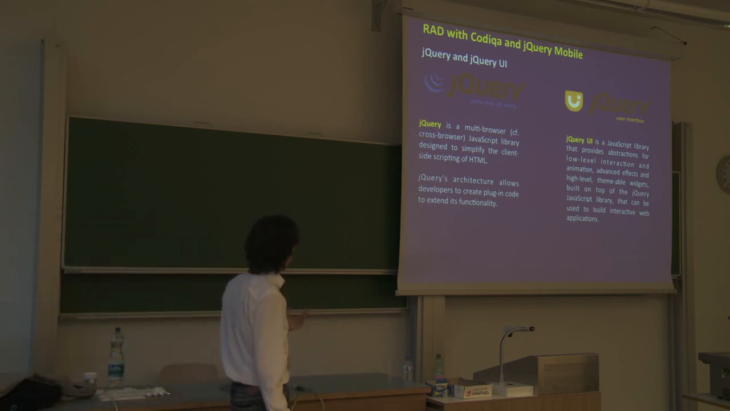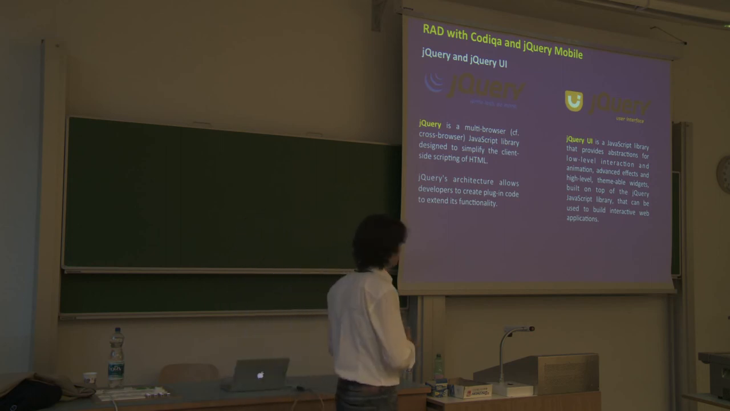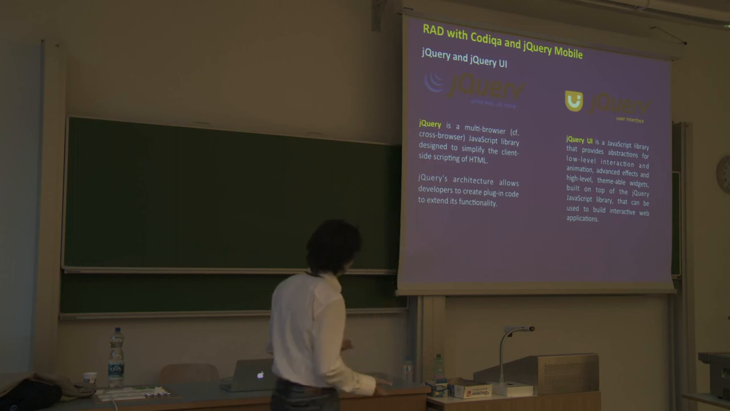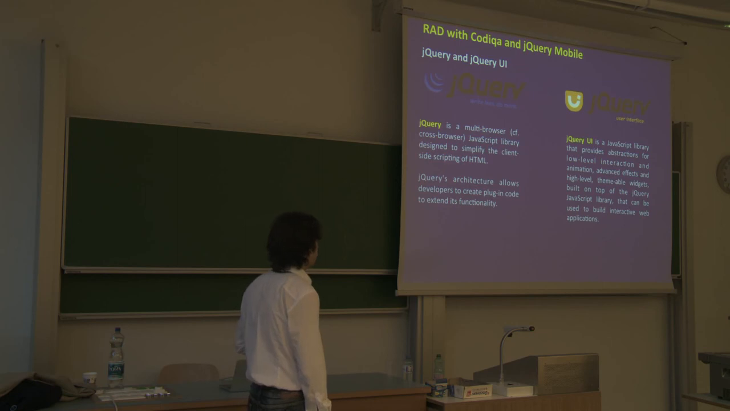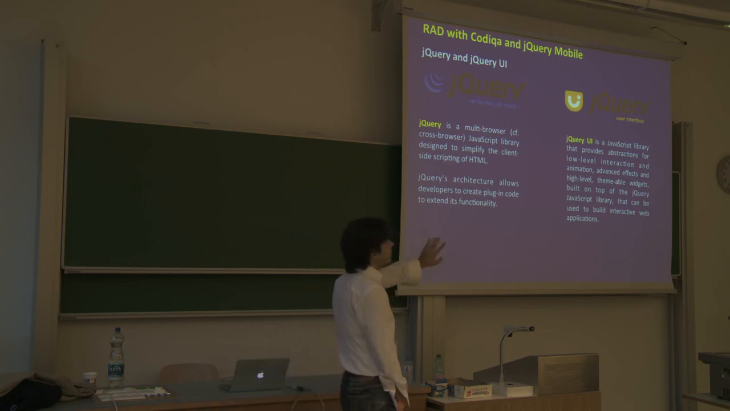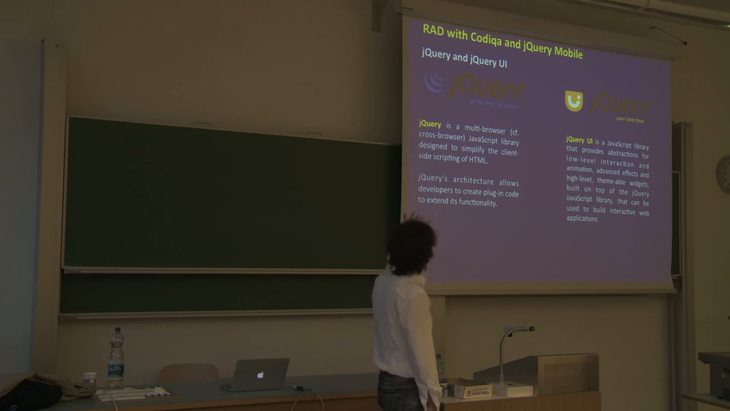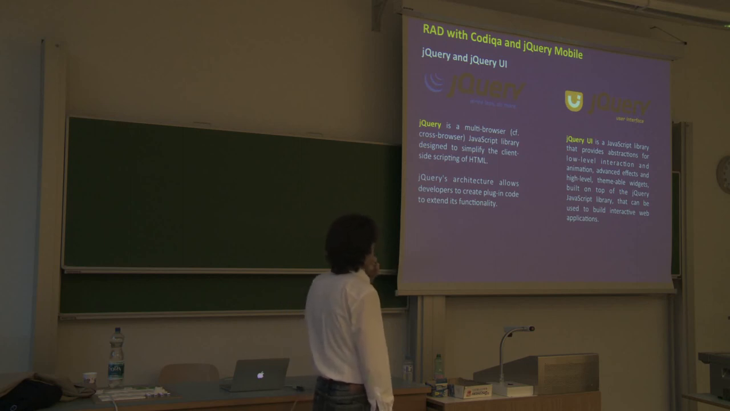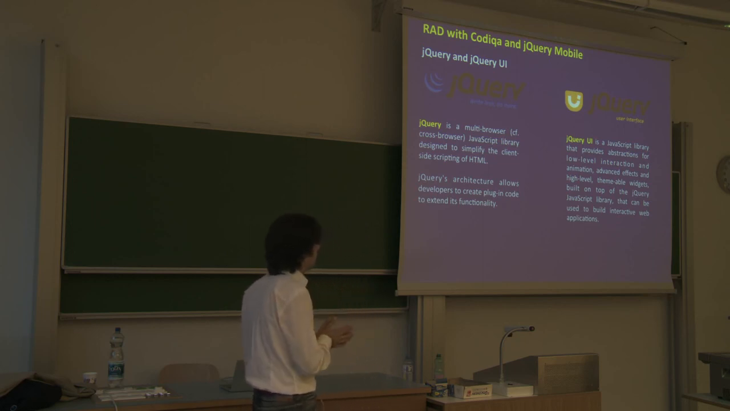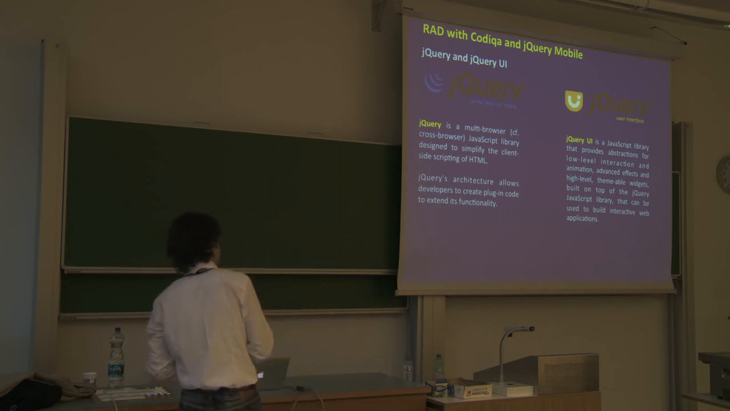What is jQuery? jQuery is a multi-browser JavaScript library designed to simplify the client-side scripting of HTML. Doesn't say much. Sometimes it's very easy to just see what it does, and we're going to see that. jQuery's architecture allows developers to create plugin code to extend its functionality. Together with jQuery, it's not mandatory that you use both. You can use simply jQuery, but when you're using jQuery, you might want to take advantage of this other project, jQuery User Interface, a JavaScript library that provides abstractions for low-level interaction, animation, advanced effects and high-level themable widgets built on top of the jQuery JavaScript library.